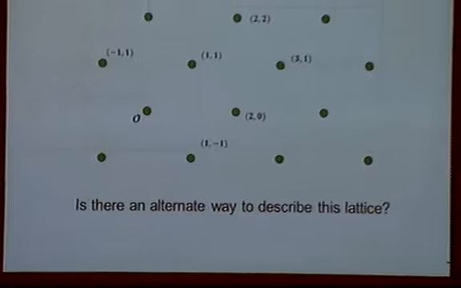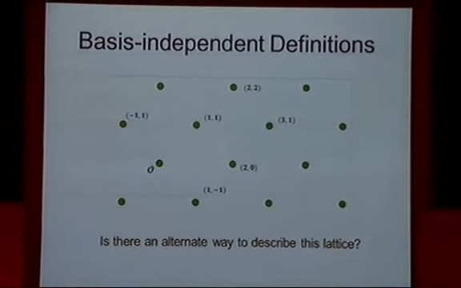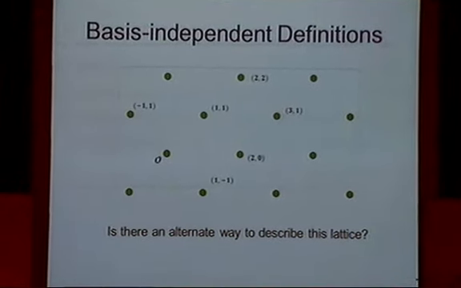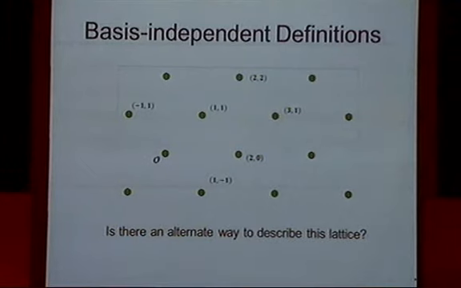Okay, so that was a nice little lemma. So far we defined a lattice in terms of a basis. We said take two basis vectors, take all integer linear combinations, and you get a lattice.